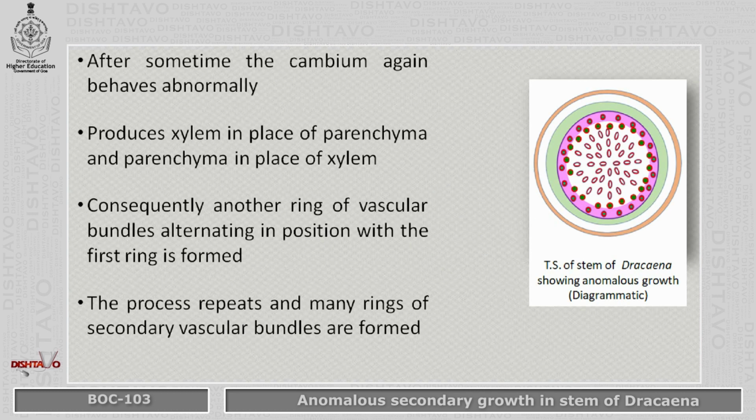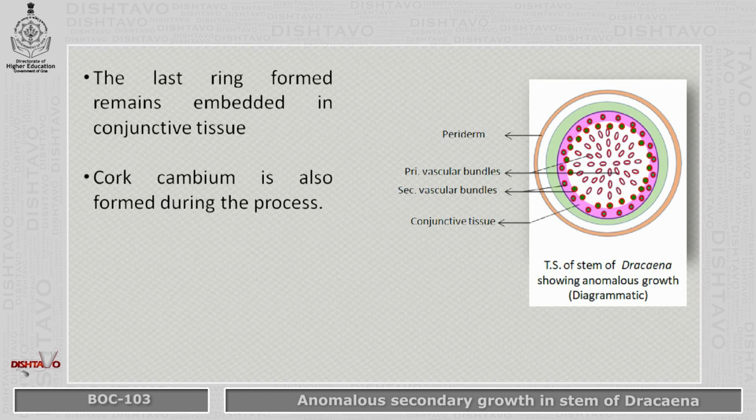center. After some time, the cambium again behaves abnormally, produces xylem in place of parenchyma and parenchyma in place of xylem. Consequently, another ring of vascular bundles is formed next to the cambial layer. These vascular bundles which are formed alternate with the first ring of vascular bundles. The process repeats several times and many rings of secondary vascular bundles are formed.